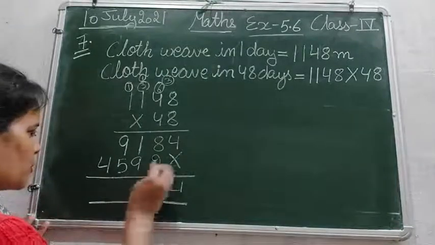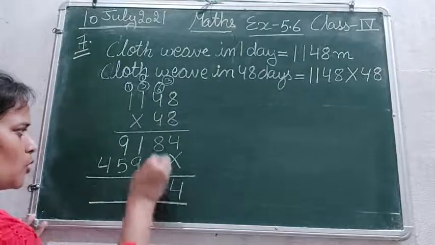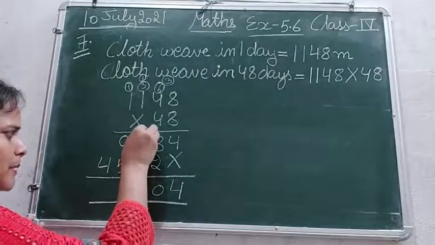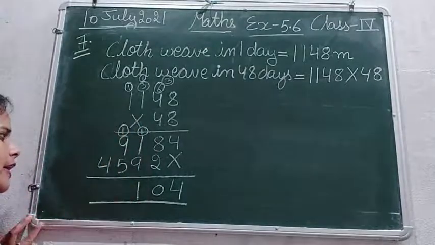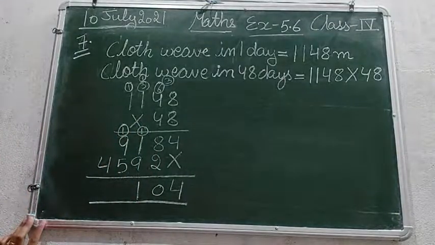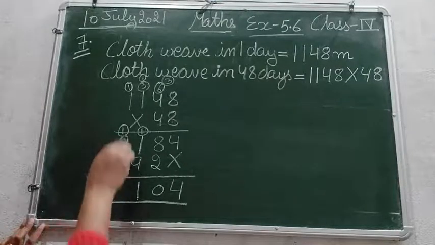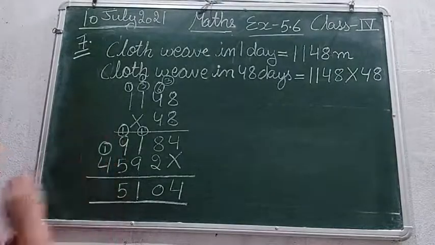Okay, this is 4. 8 plus 2, 10. 0, 1 will be carried next. 9 plus 1, 10 plus 1, this is 11. 1, the 1 will be carried next. Okay, 9 plus 5, 14 plus 1, this is 15. 5, 1 will be carried next.